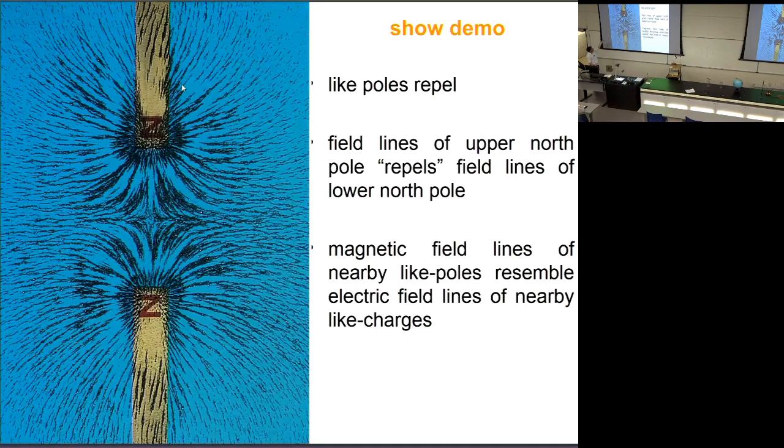north poles, but just like the north poles are repelled from one another, they experience a force, it's as if the field lines too are pushed away from one another. And so you see the field lines from the top magnet being bent away from the bottom magnet, the field lines from the bottom magnet being bent away from the top magnet. I can show you the reverse case.